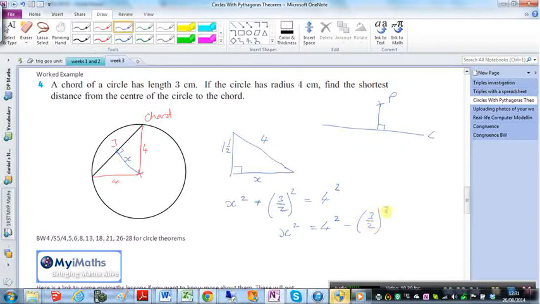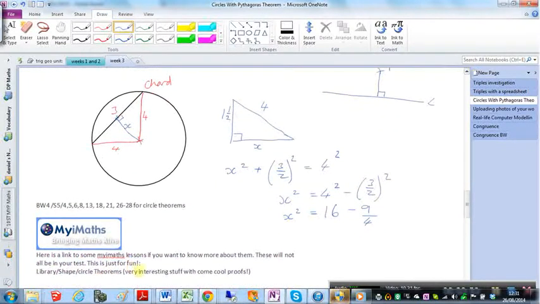We can evaluate that to simplify the calculation a bit. So 4 squared is 16, and 3 squared over 2 squared: when we have a fraction with a power, we have to do the power to both the numerator and the denominator. So 16 minus 9 over 4 is x squared. Okay, now just to speed things up, I'm just going to use my calculator for this.